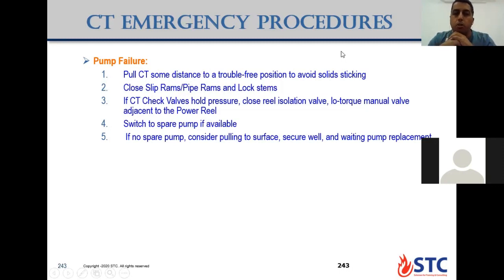So the action here: you need to pull the coiled tubing some distance above, like in a cased hole, to be free from stuck or solids sticking. Close the slip and pipe ram and lock manually. This step is for more security. Number 3, check that the coiled tubing check valve, the downhole check valve, holds the pressure. Then close the reel isolation valve or low torque manual valve outside the reel to isolate the reel from the pump, and switch to the spare pump if available.